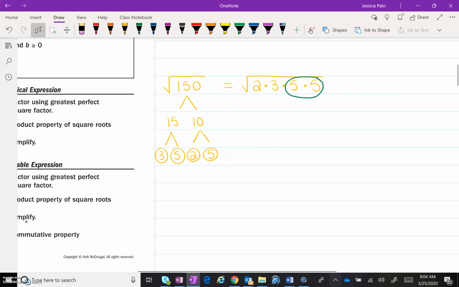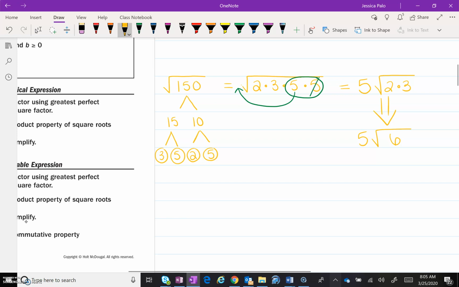So what we are going to do is cross off one of these 5s and move the other one to the outside of the radical, which means there is now 1 5 that escaped the radical, and we have a 2 times 3 on the inside, which simplifies to 5 times radical 6. 5 times radical 6.